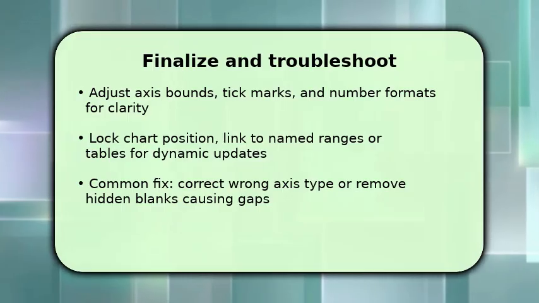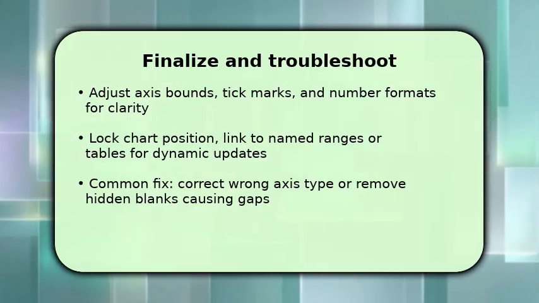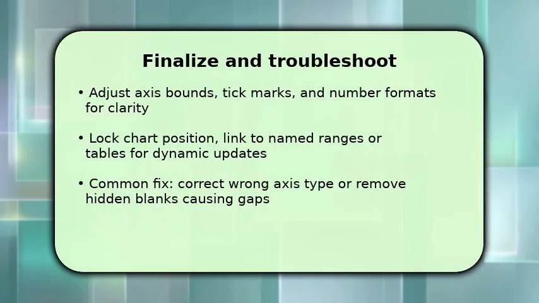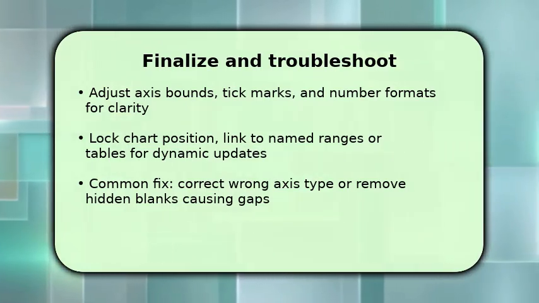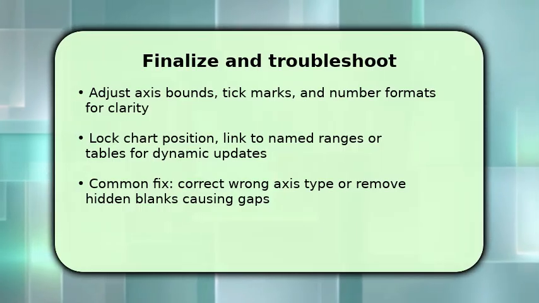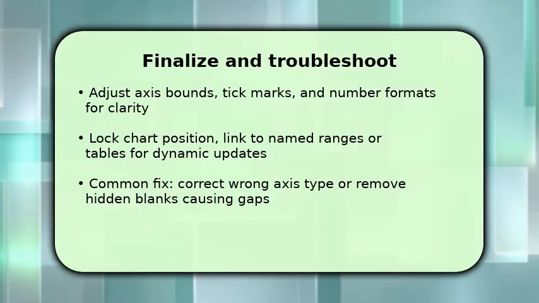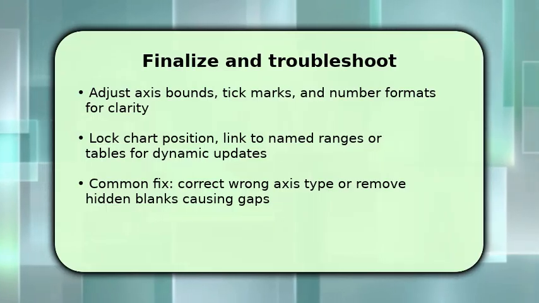Finish by polishing. Set axis bounds and tick spacing, apply number formats, and position the legend and title so the message is clear. Make the chart dynamic by converting your data to a table or using named ranges. Once done, new rows update the graph automatically.